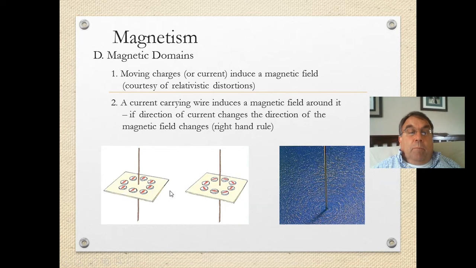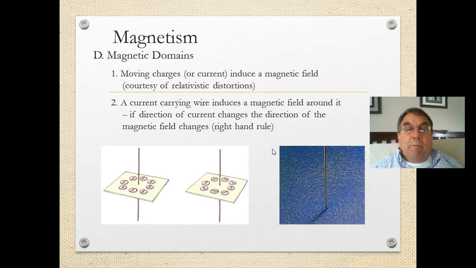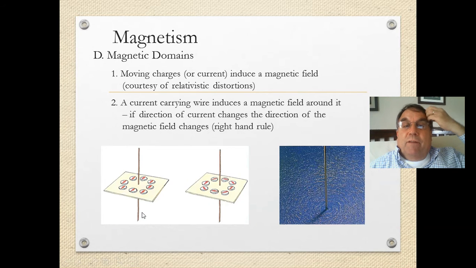Now, what about the induction of a magnetic field from current? We know that moving charges induce magnetic fields. If those moving charges cause a current to flow through a wire, so here's a wire with current flowing, you'll notice that the compasses are all pointed north-south.